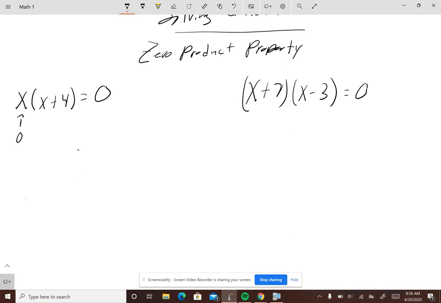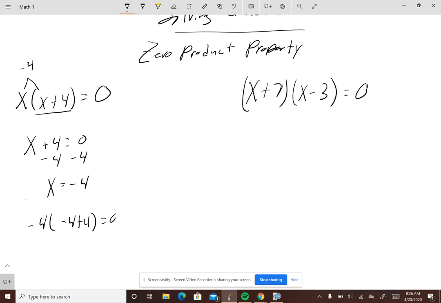Now, what about this side? How can we get this to 0? Well, let's just bring it out and set it equal to 0 separately. x plus 4 equals 0. And then solve for x. So x equals -4. Now if we plug in -4 for x, what would we get? We would get -4 times -4 plus 4. Well, it's -4 plus 4, which is just equal to 0. And what's -4 times 0? It's just 0. So our solutions here were x equals -4 and x equals 0.